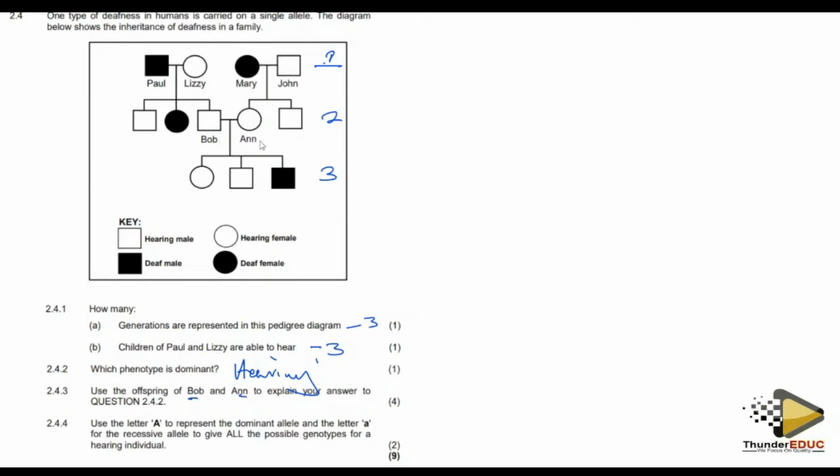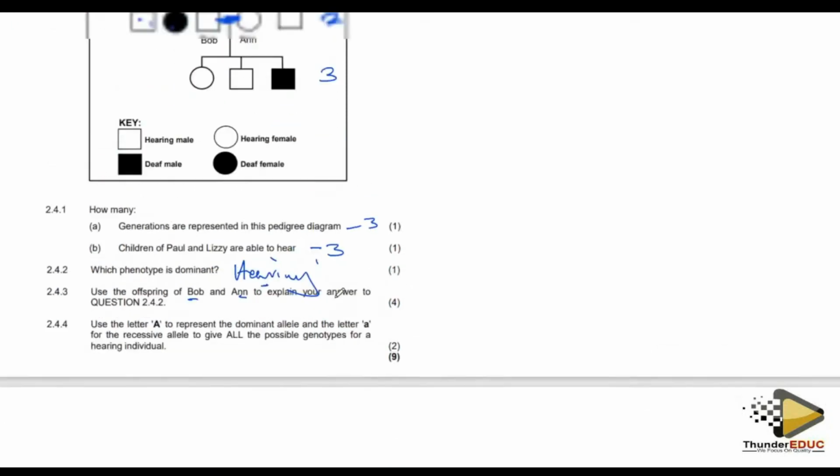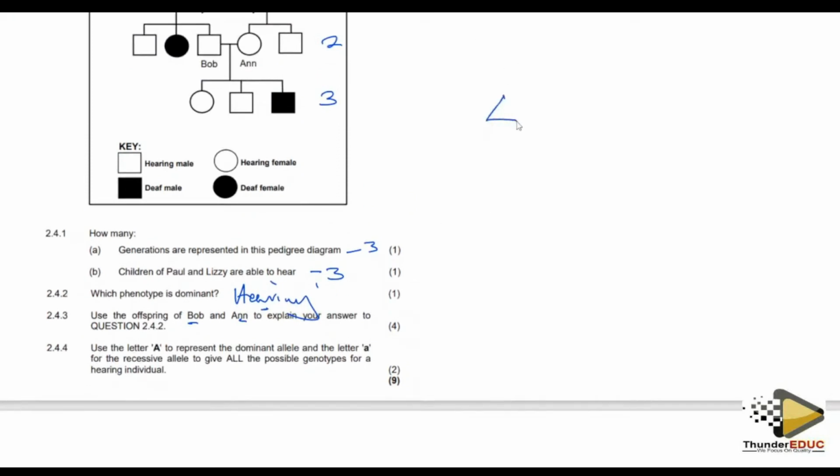So it's the same thing we have used. We use the same example. Why are you saying that hearing is the dominant allele? Use Bob and Anna to explain your answer. Look, we are seeing that Bob and Anna, both of them, are normal, and they interbred and produced this girl and this boy, who is deaf.